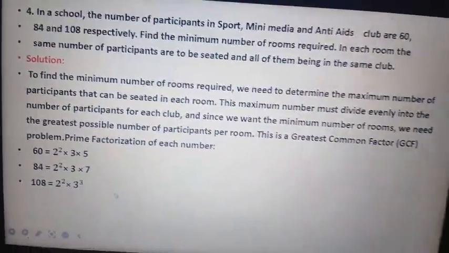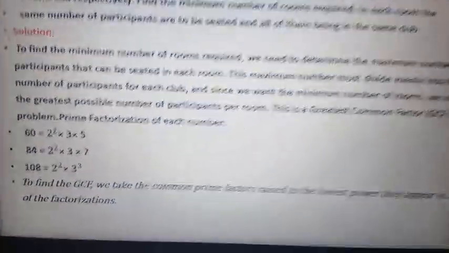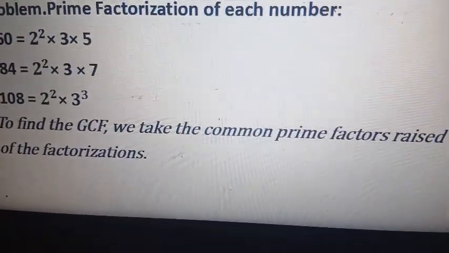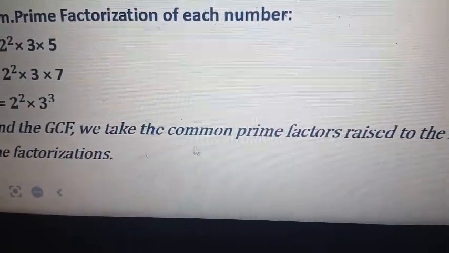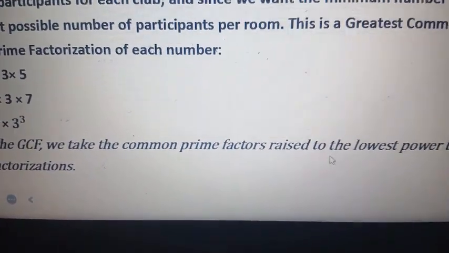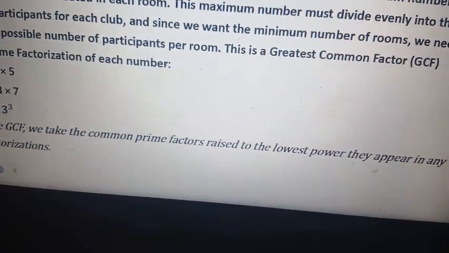To find the GCF, we take the common prime factors raised to the lowest power that appears in any of the factorizations.